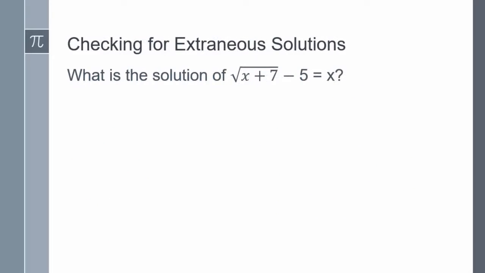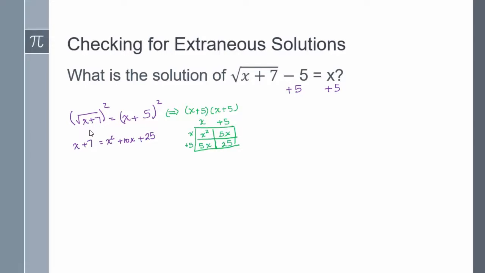For this example, we are to find the solution of the square root of x plus 7, minus 5, equals x. Start by adding 5 on both sides to isolate the square root, and we get that the square root of x plus 7 is equal to x plus 5. Get rid of the square root by squaring both sides. The square root of x plus 7, squared, gives me x plus 7.